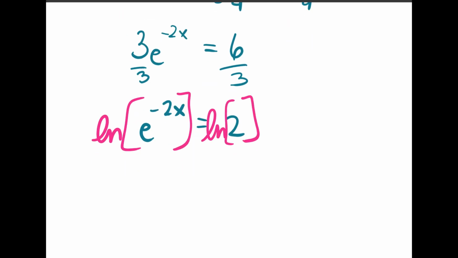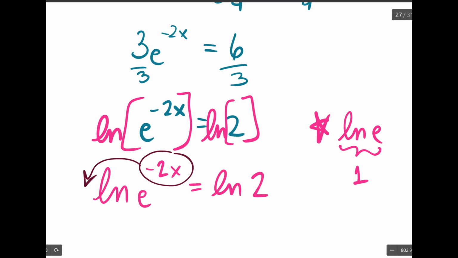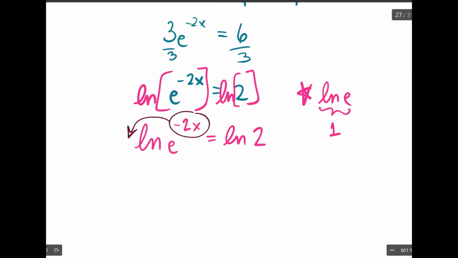So I'll just rewrite this: ln of e to negative 2x is equal to ln of 2. I know that if I would just have ln of e, that is equal to 1. So do I know a property? Could I move the exponent in front? How did I do this? Yes, Maya? Yeah, I move it to the front. This is the power property of logarithms. So I have negative 2x times, ln of e is just 1, is equal to ln of 2.